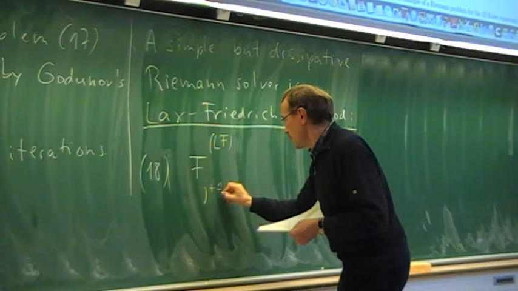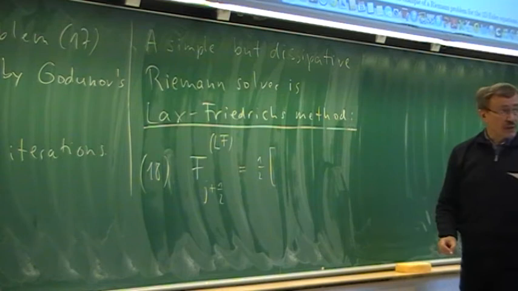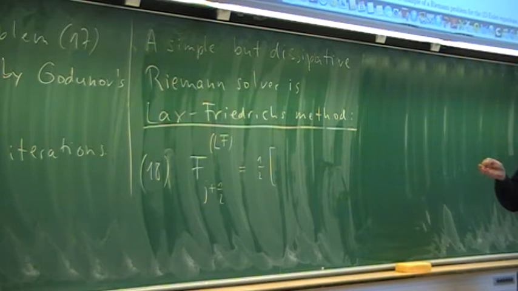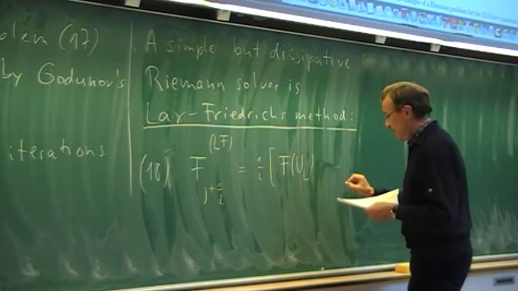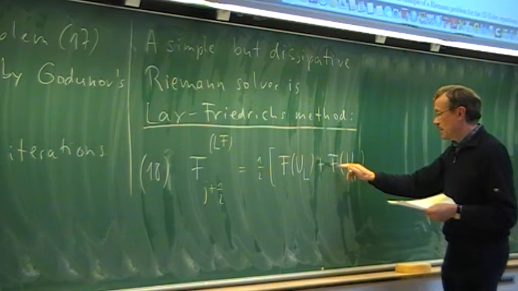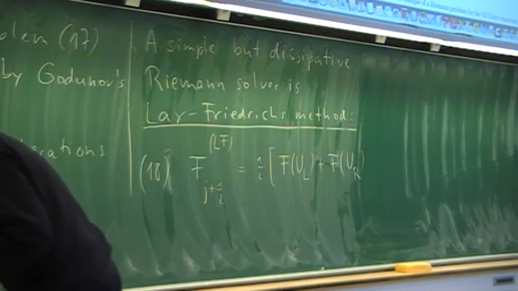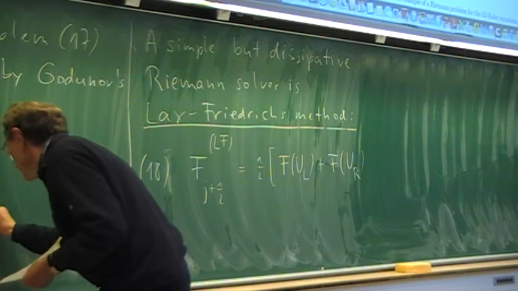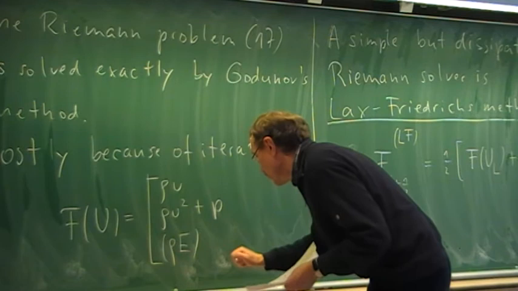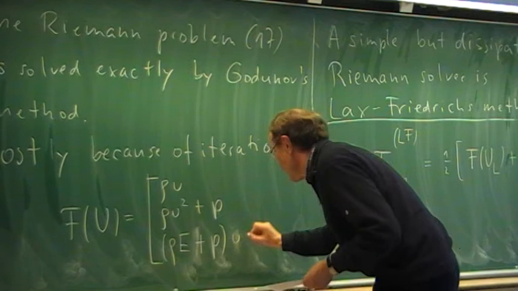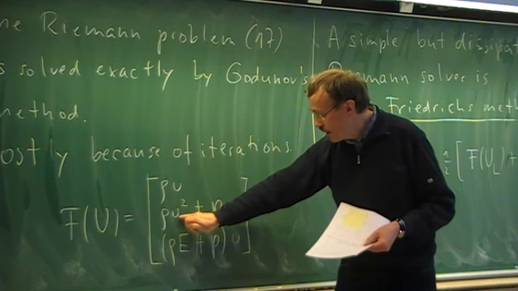The recipe is the same as we discussed for the scalar conservation laws. We take the central method for our problem, and we evaluate the Euler flux function f with the values to the left of the face and with the values to the right of the face. The f that we have here is our flux function. So f of U is rho u, rho u squared plus the pressure, and rho e, the total energy per unit volume, plus the pressure times the velocity. Again, u is the velocity here, here, and here. And this is the vector of the conservative variables.